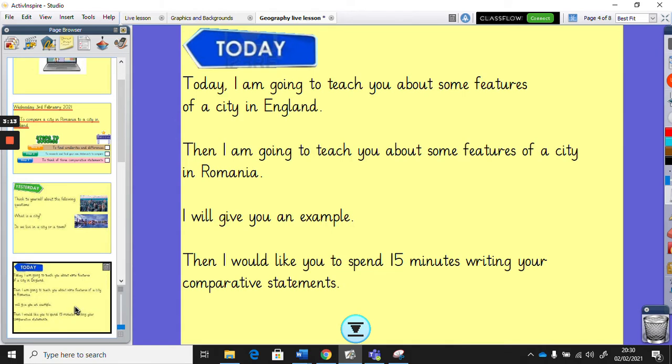Today, I'm going to teach you about some features of a city in England. Then, I'm going to teach you about some features of a city in Romania. I will give you an example. Then I would like you to spend 15 minutes writing your own comparative statements.